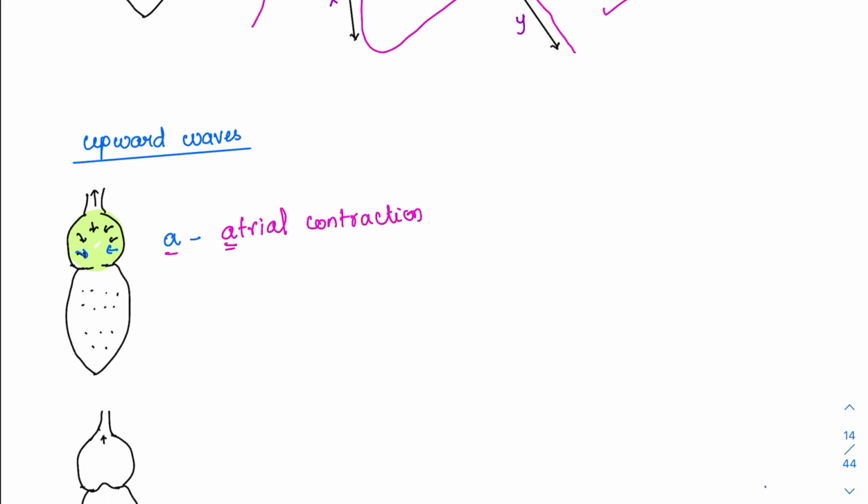Atrial contraction is also called atrial systole. Now what is the activity happening in the ventricle? The ventricle is receiving the blood, so the ventricle is in diastole, ventricular diastole. But all the events will be represented with respect to the atria only, because it is depicting the pressure of the atria. So it is atrial contraction, A for A.